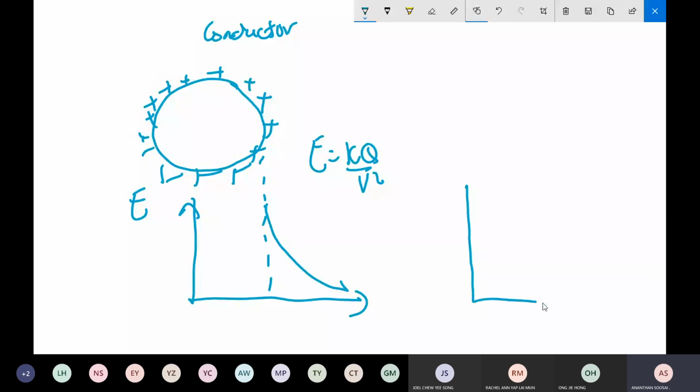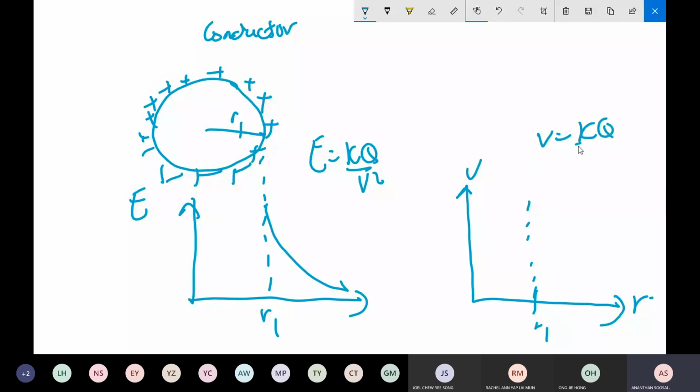How does the potential graph look like? Potential graph for this sphere. Again, this is R1. Here I put the same R1. How does the potential graph look like for this sphere? What formula must you think about? KQ over R. So it is also going to be a curve going down, but this is going to be closer because of R squared.